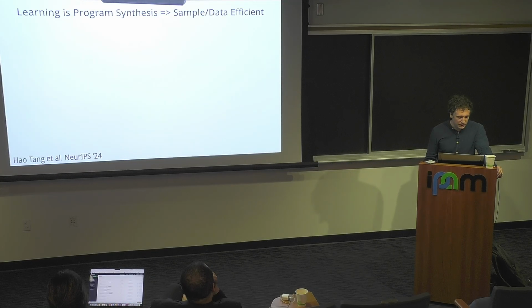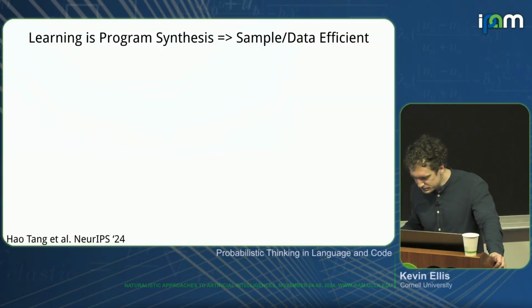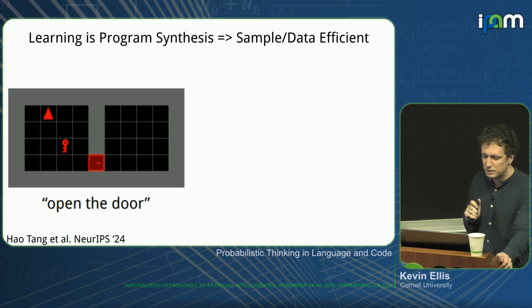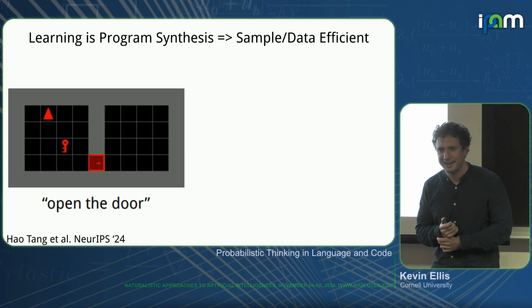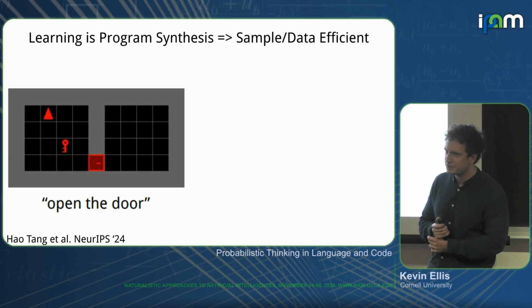So I was hoping that because program synthesis is so data efficient, this would mean that our agent was also data efficient. So my grad student Hao Tang and I programmed this, and we plopped our agent into this grid world where it had the goal of opening the door. And this seemed like a very easy problem, and it should figure it out quickly.